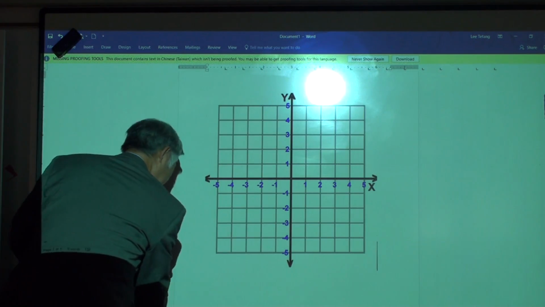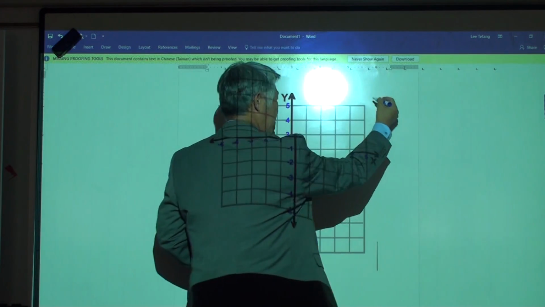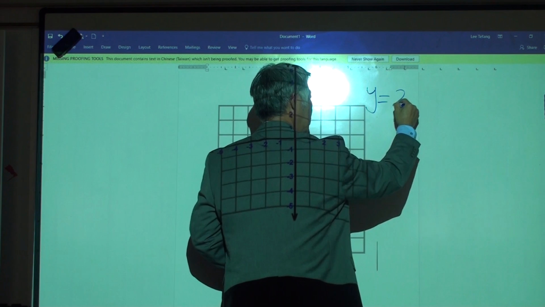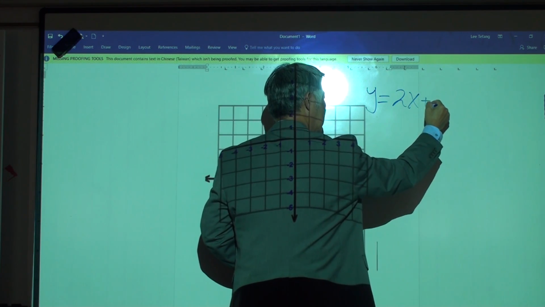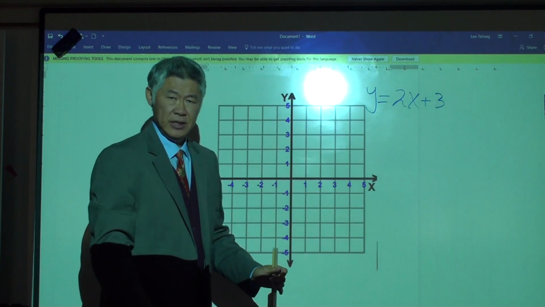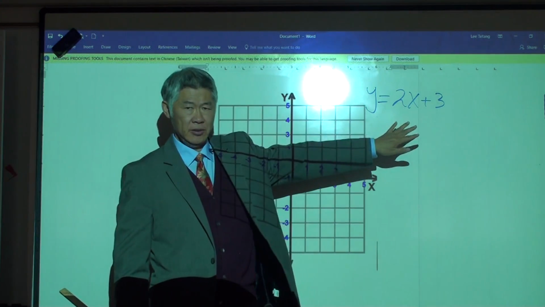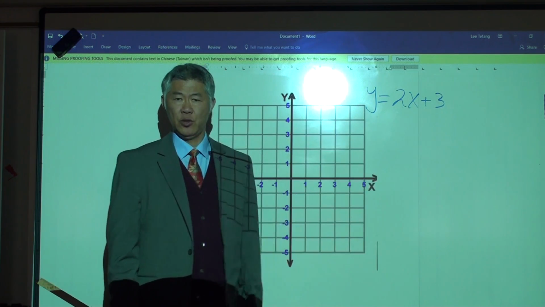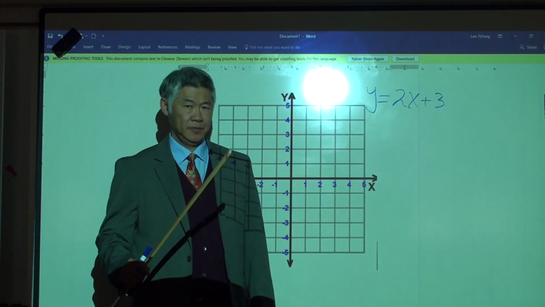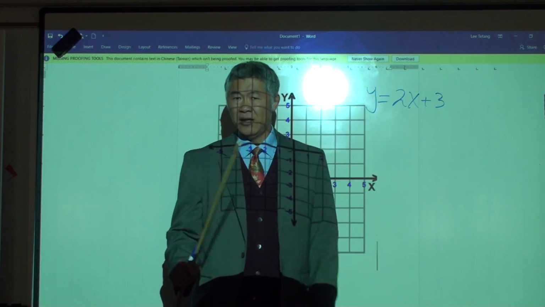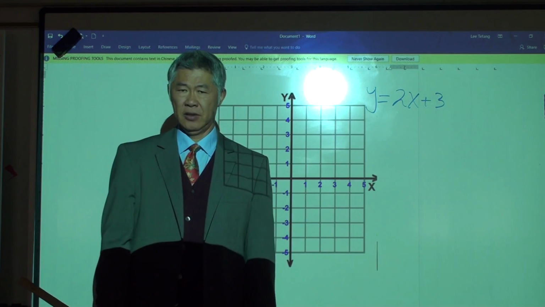Now, we just look at this equation. Let's say you have y equals 2x plus 3. Now, review quickly. Which one is the slope? You're right, 2. Which one is the y-intercept? You're right again, 3. Now, how do you start?